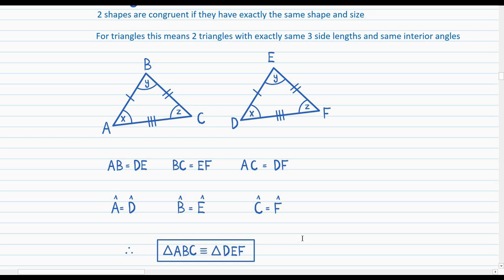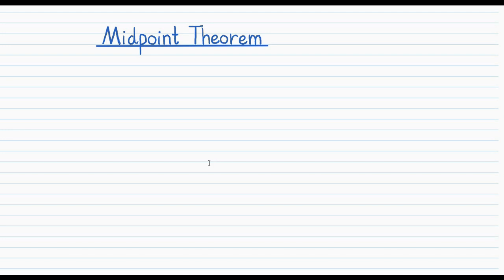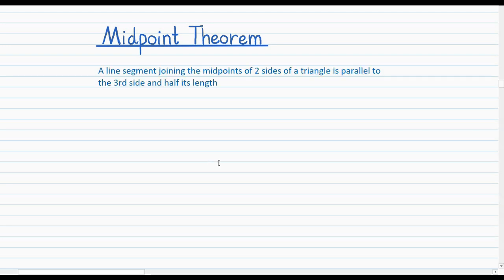Then the last thing related to triangles is the midpoint theorem. The midpoint theorem is something I think you would have looked at back in grade 10. And what it says is that a line segment joining the midpoints of two sides of a triangle is parallel to the third side and half its length.